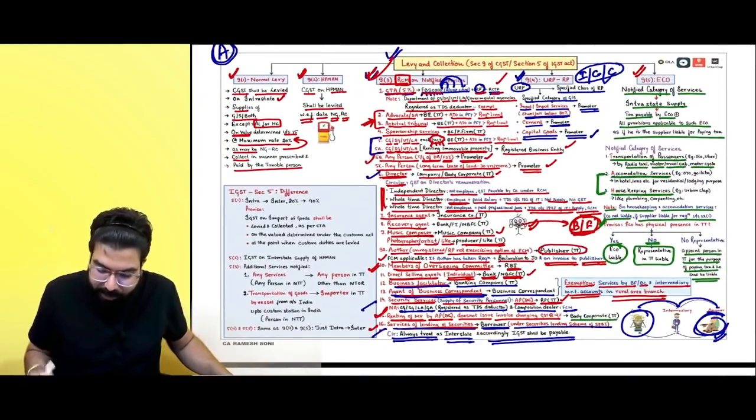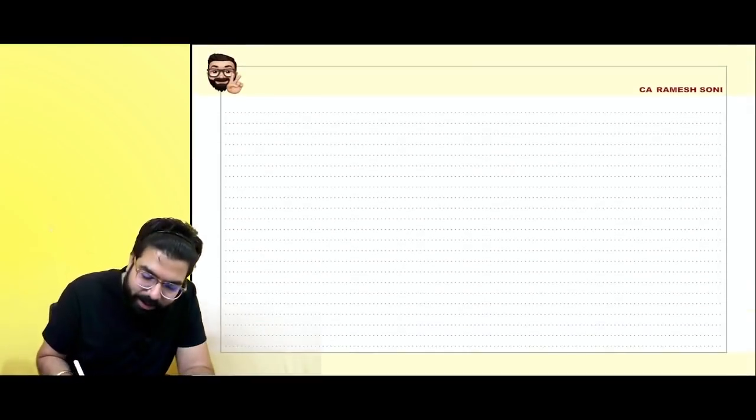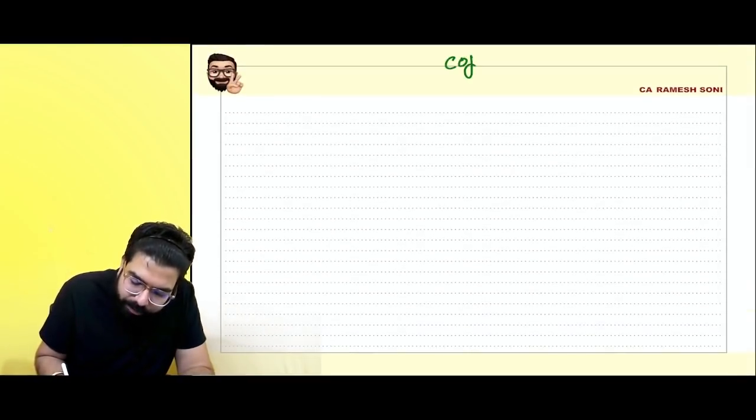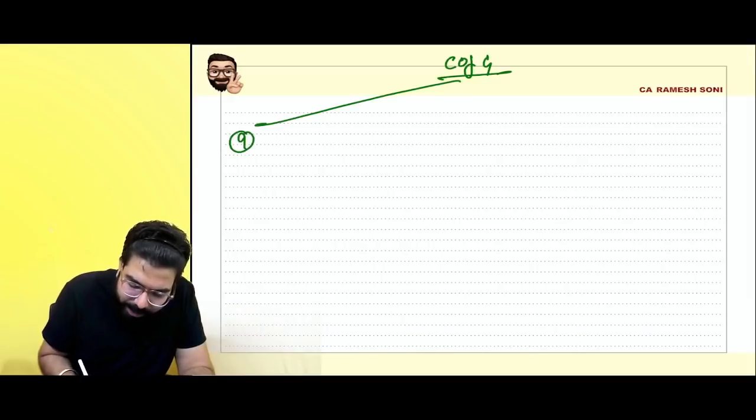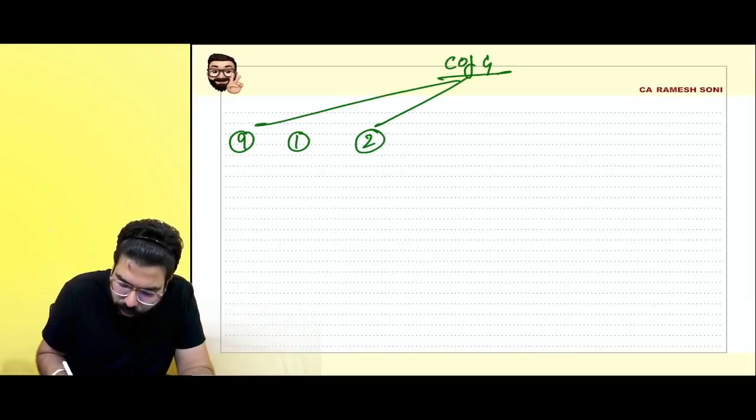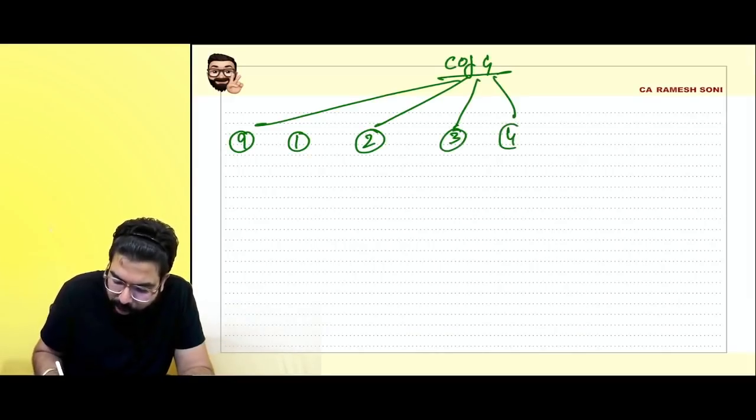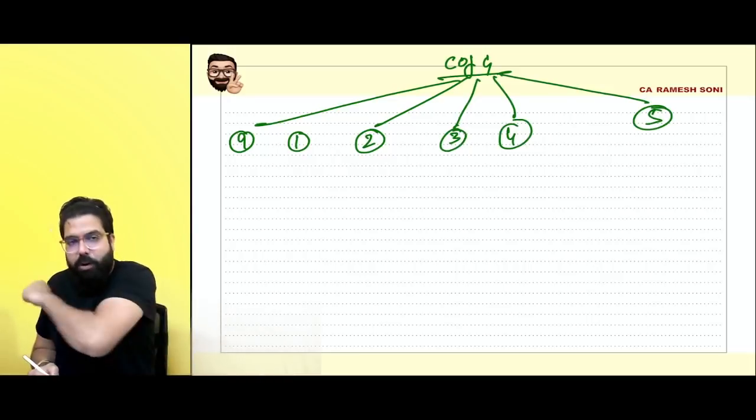Done, sir? Point is clear. Remember everyone, we went ahead and started learning charge of GST with section number 9. Section number 9 had section number 9.1, section number 9.2, section number 9.3, section number 9.4, and section number 9.5. Everyone over here with me.